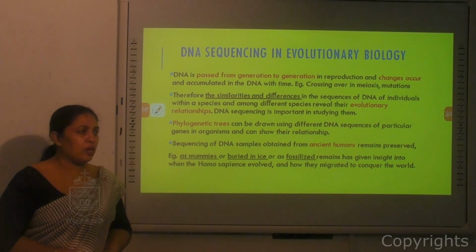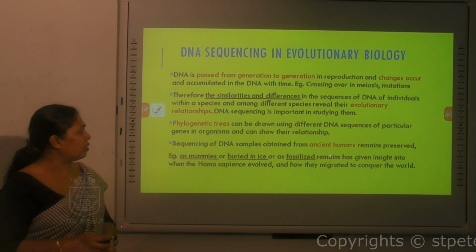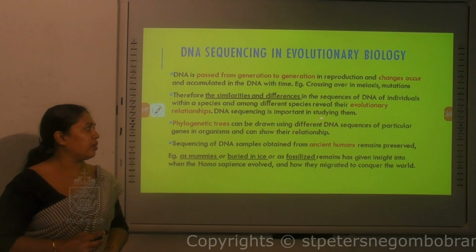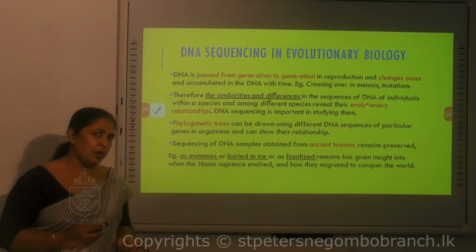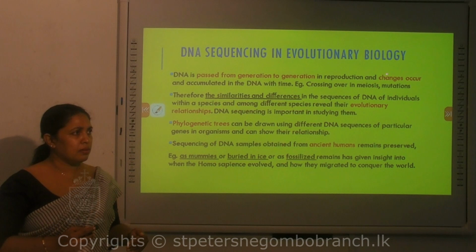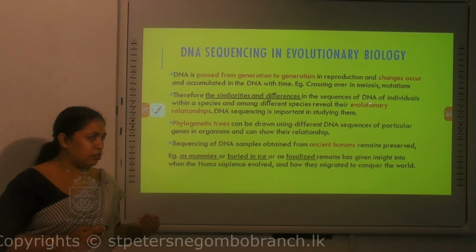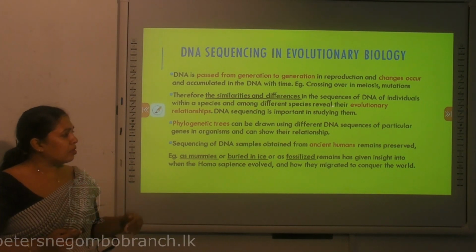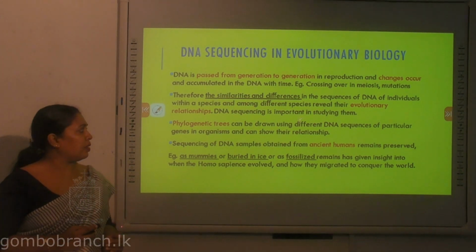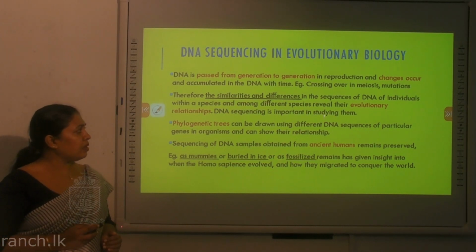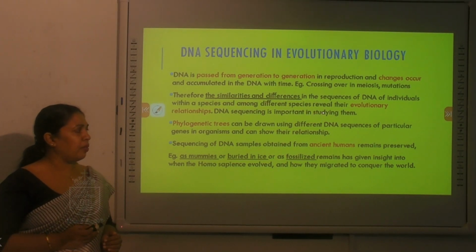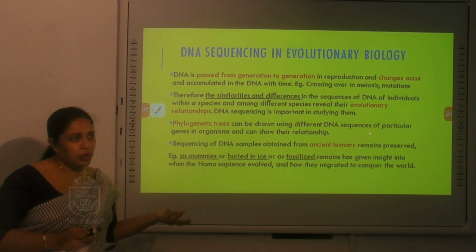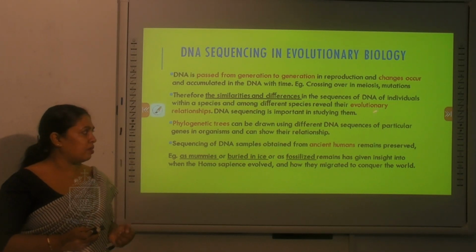In evolutionary biology, this is used to a greater extent. We know DNA is passed from generation to generation, and we can know the similarities and differences of individuals in their own species, as well as their relationships to other species. So DNA sequencing is important to study them, because we can sequence it and see whether that particular nucleotide order is there in other species too.